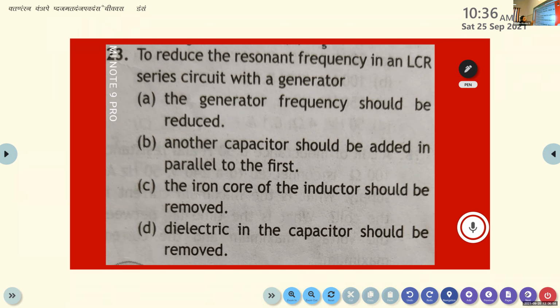Actually, the answer is option B. Another capacitor should be added in parallel to the first. And the reason is this. We know the frequency of oscillation. What is the equation for calculating the frequency of oscillation?